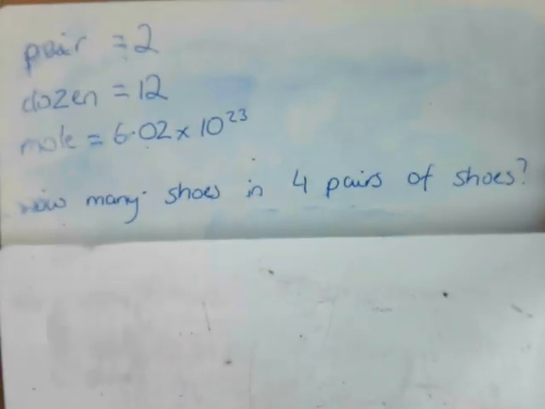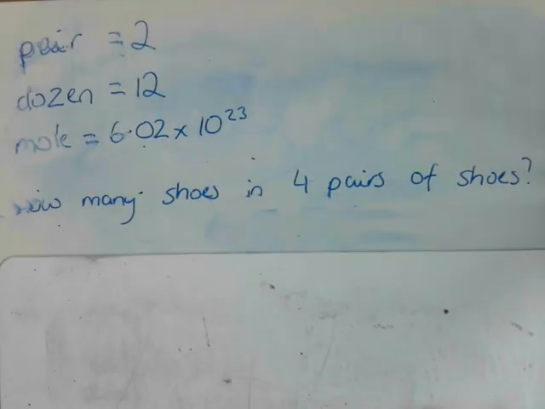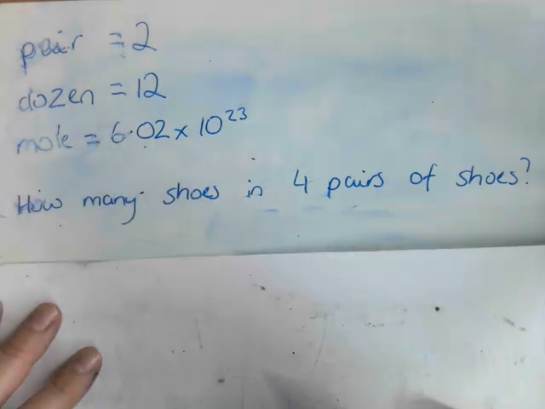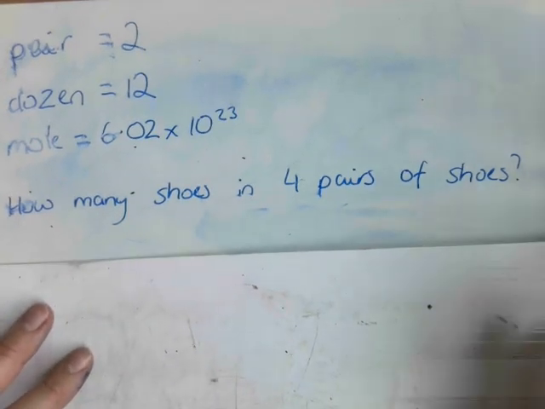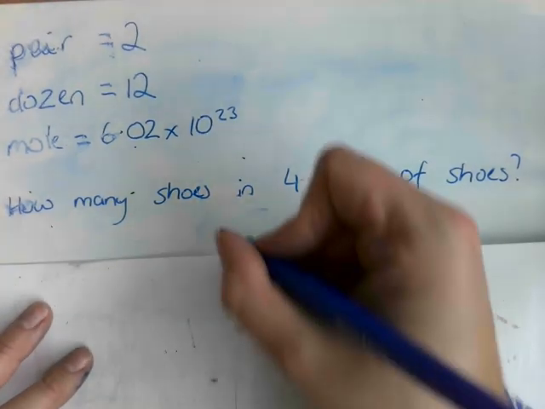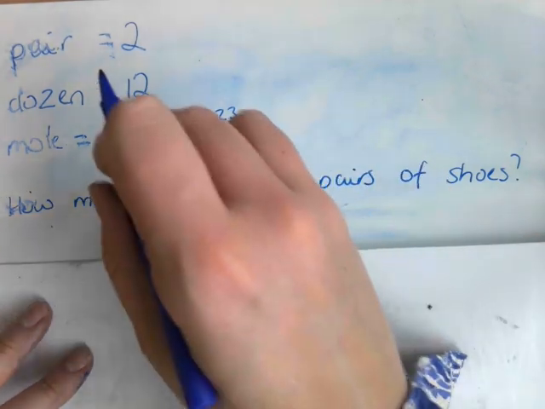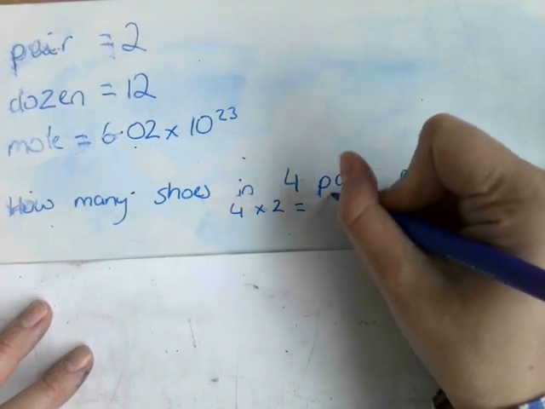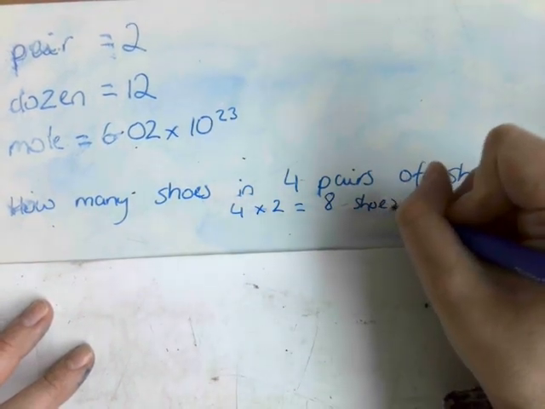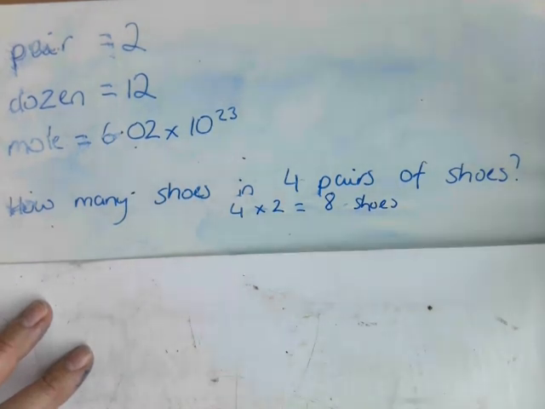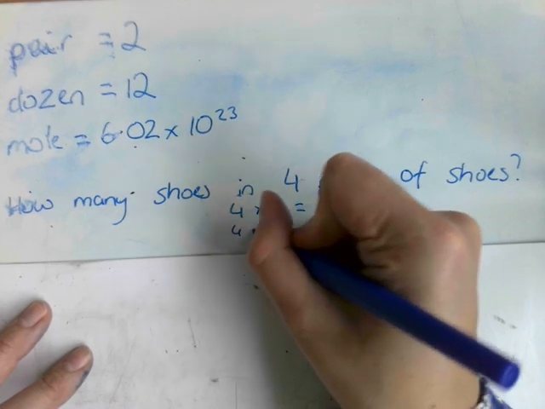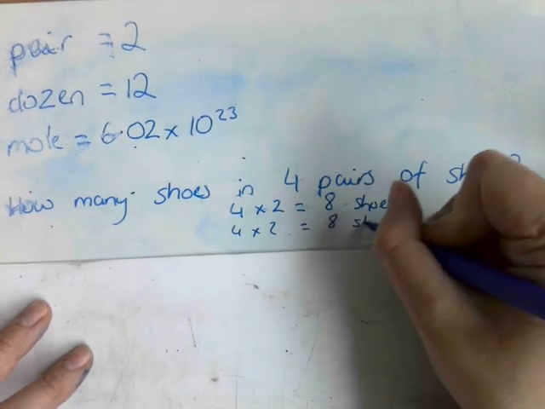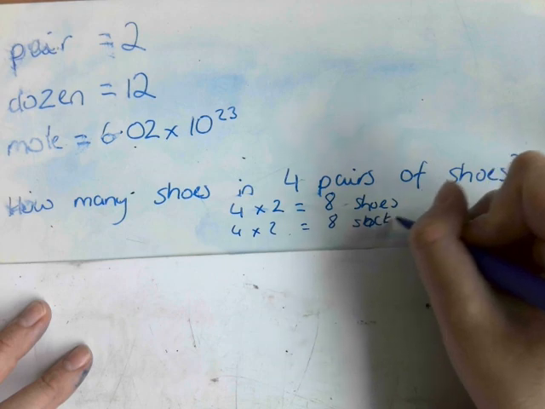All right, well, if we look at a very simple everyday life example, if I wanted to know how many individual shoes you had in 4 pairs of shoes, what would you do? You know that the word pair means 2. If you've got 4 pairs, you've got 4 times 2, and therefore you've got 8 individual shoes. If I were to change this and ask you how many socks in 4 pairs of socks, the fact that I've gone from shoes to socks doesn't make a difference. It's still 4 times 2.